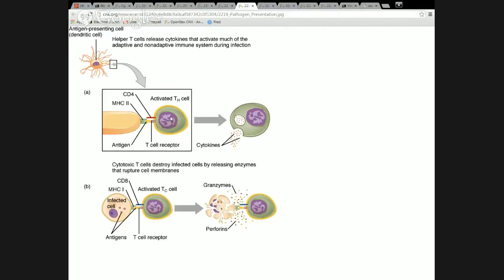So I'm actually jumping ahead to a picture in the textbook for a second, because it really is more important to start the story with the helper T cell. The helper T cell, which is the CD4 positive cell, will interact with the antigen that's presented on MHC2. CD4 interacts with MHC2, and then the T cell receptor interacts with this specific antigen. So this T cell recognizes its specific antigen presented on an antigen presenting cell with MHC2, and that activates the helper T cell. Activated helper T cells then go on to release cytokines, which will help activate other T cells and B cells.